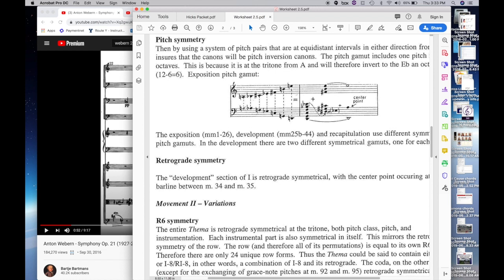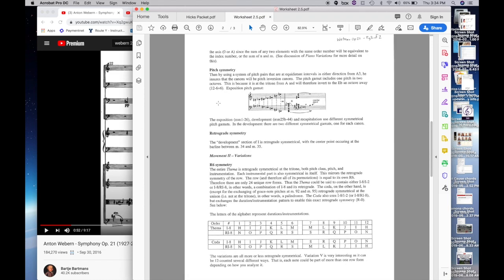The only thing he can't do that with is E flat, because E flat, you know, is 6 semitones up from this A, and also 6 semitones down from this A. So in other words, there are actually 13 pitches in this, again, the exposition of the symphony.